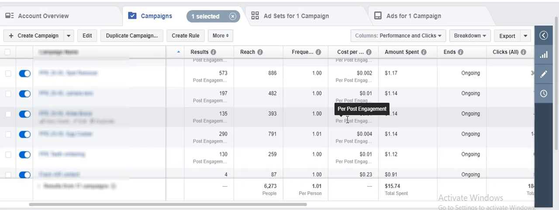Again, this is going through the metrics of Facebook and learning how to comprehend the data, and what you should do if you're seeing such trends in your advertisement.